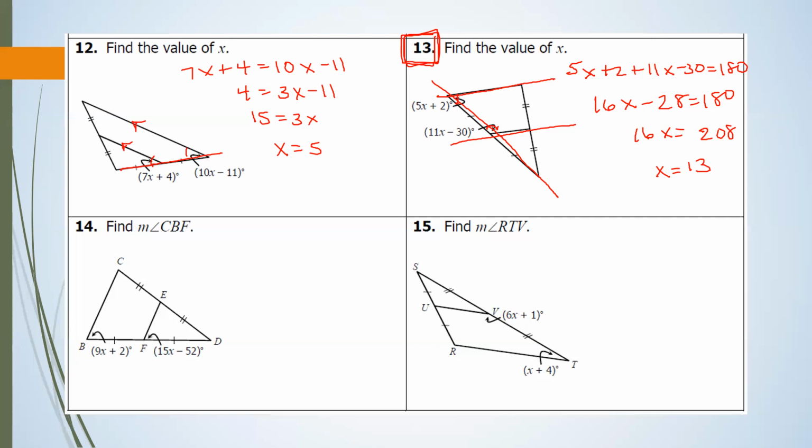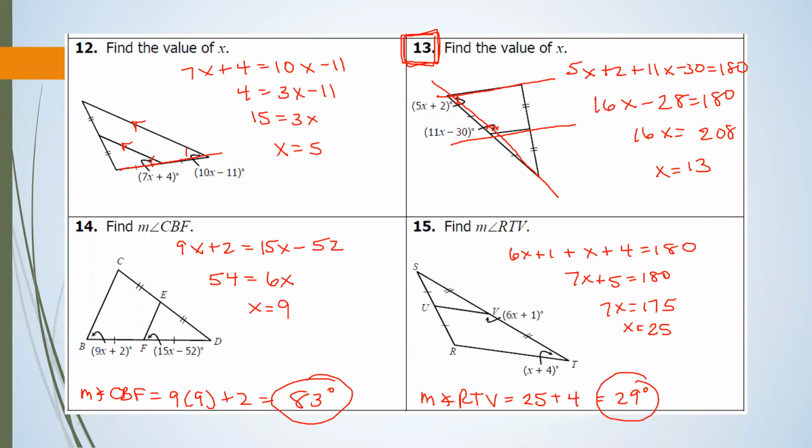Go ahead and try number 14 and number 15. Solve for x in number 14 and then plug it in and tell me what the measure of angle CBF is. And then in number 15, solve for x and tell me what is the measure of angle RTV. Try those now.